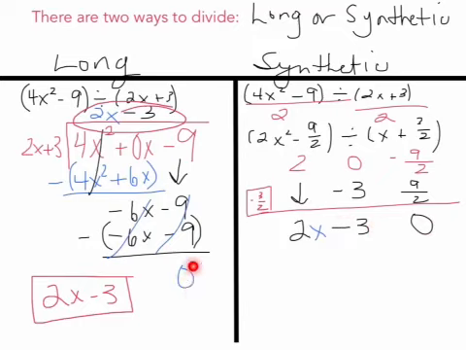Remember we said sometimes you'll have a remainder? In this case we don't. So my answer is just 2x minus 3, which we also got here. So 2 different ways to do division give you the same answer, right? 2x minus 3 times 2x plus 3 would give me 4x squared minus 9.